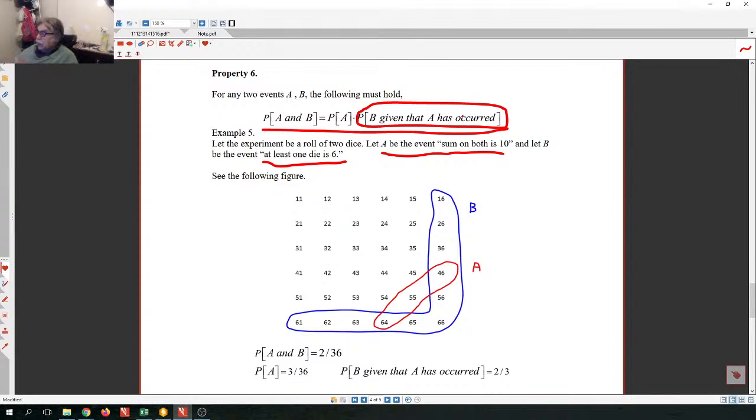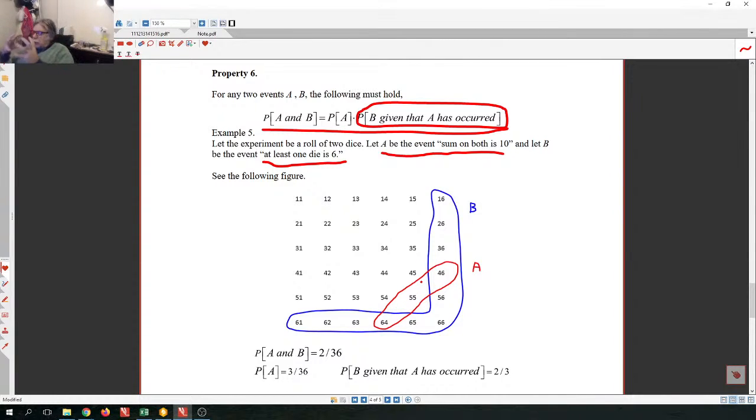You're going to say, if the sum is 10, you have these 3 possibilities. What's the chance you're going to have at least one 6? It's here and it's here: 2 out of 3. So the probability in this case is 2 out of 3. This is a conditional probability. You have to think here. It's not going to be 2 out of 36, it's going to be 2 out of 3, because I'm telling you that we have one of these 3. We have sum 10.